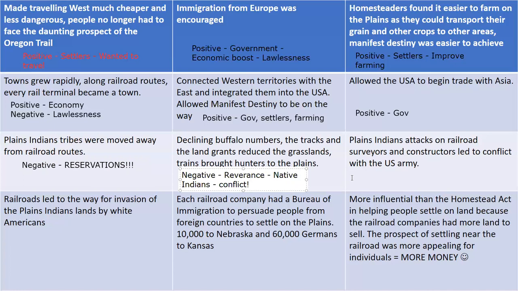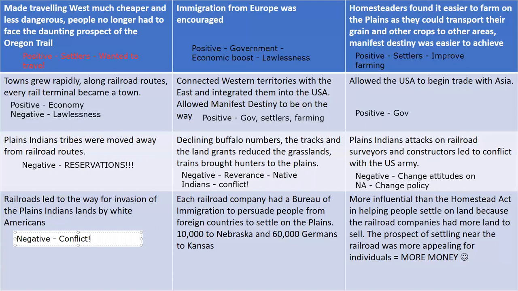Plains Indians' attacks on railroad surveyors and constructions led to conflict with the US Army. Well, that's negative. It's going to change opinions and change attitudes on the Native Americans, which in turn could change policy. Railroads led the way for invasion of the Plains Indians' land by white Americans. Okay? Well, depends which way you look at it, but here it's definitely negative because of the conflict that it's going to bring.